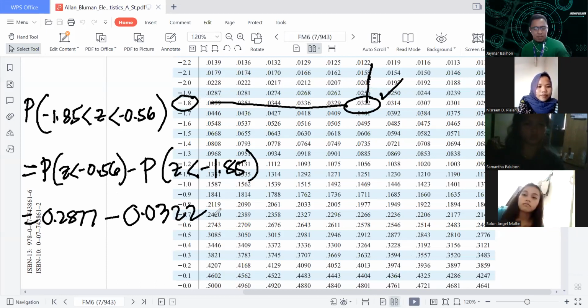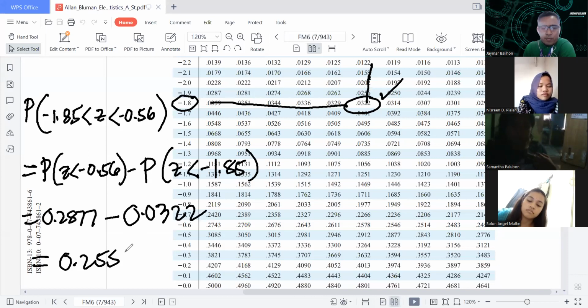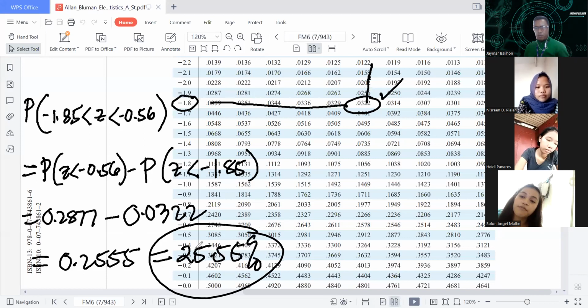Since you are done finding the values, you are going to subtract them. So what will be the answer if you subtract 0.2877 by 0.0322? 0.2555. Very good. Or in percent, it will be 25.55%. Is it clear now, class?